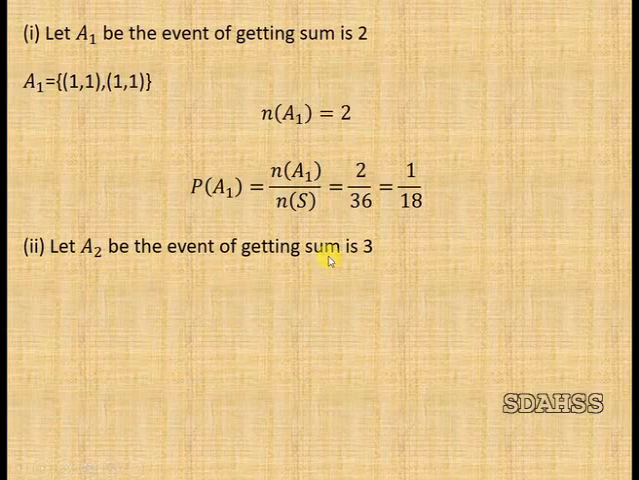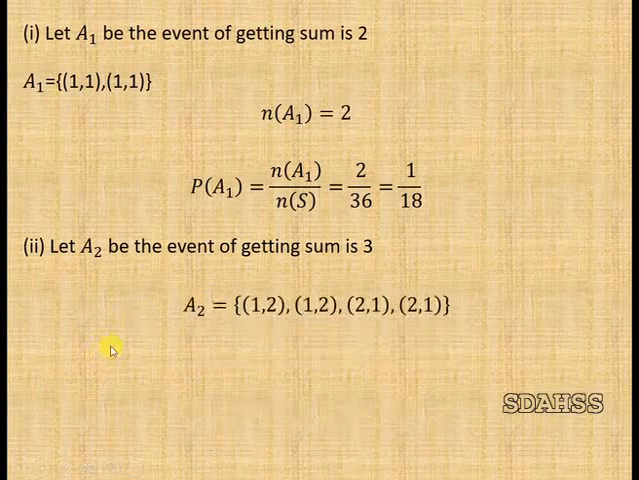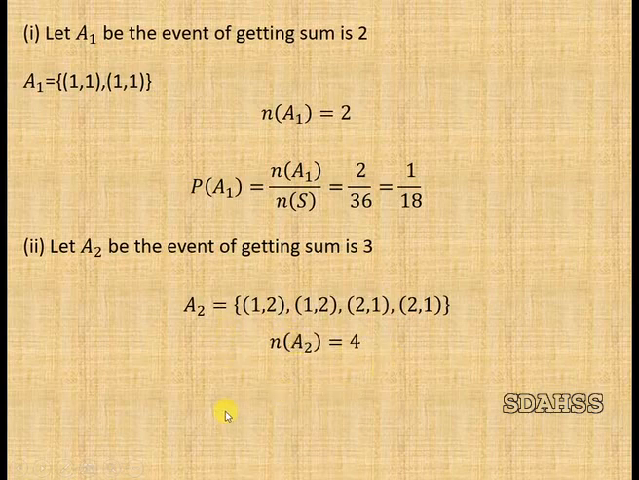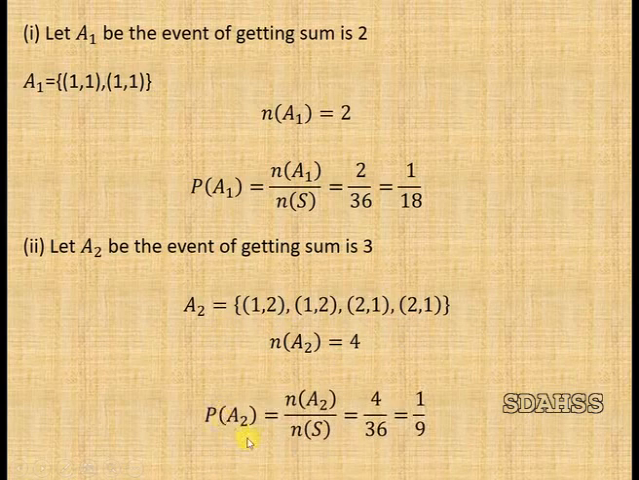A2 be the event of getting sum is 3. A2 is equal to (1,2), (1,2), (2,1), (2,1). So if you add, you will get 3. So totally 4 outcomes. N of A2 is equal to 4. Then P of A2 is equal to N of A2 by N of S, which is equal to 4 by 36.